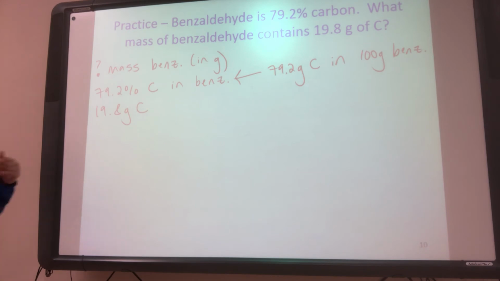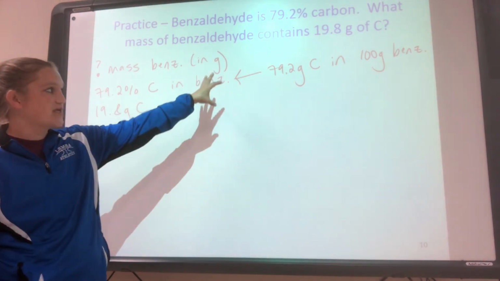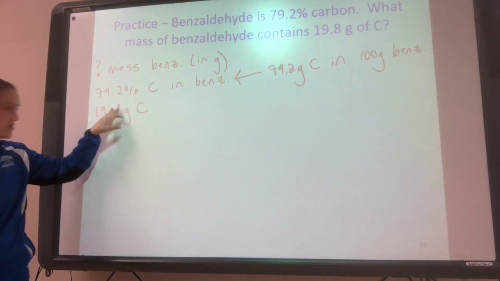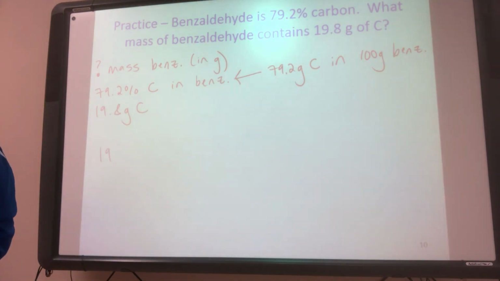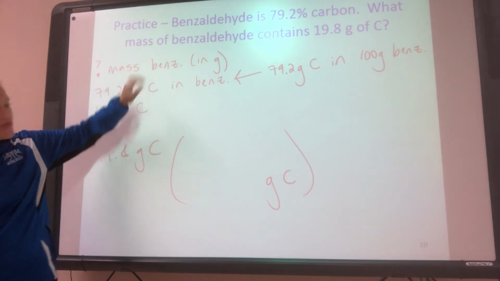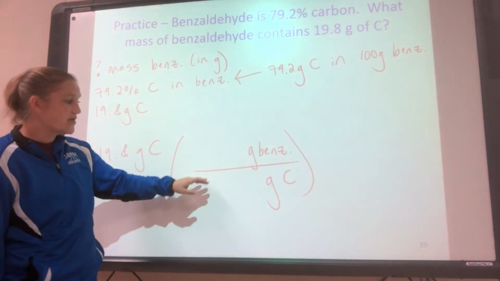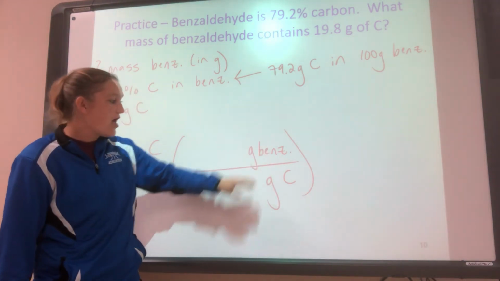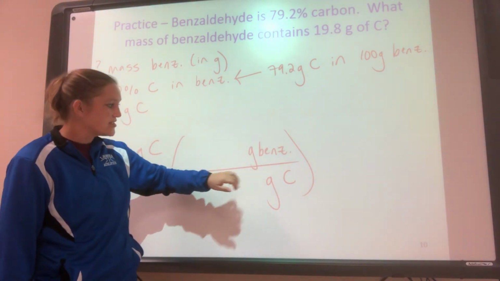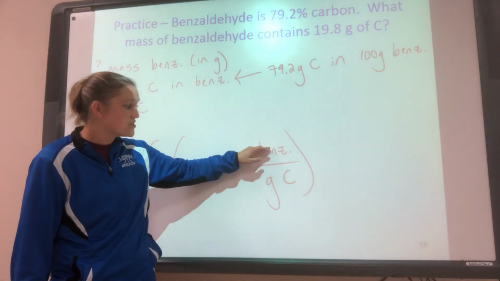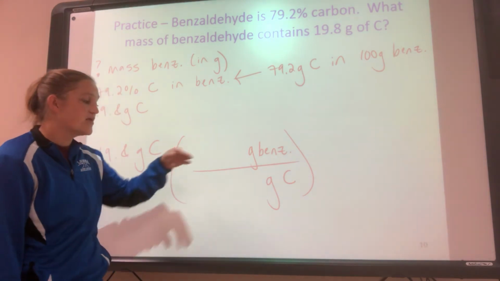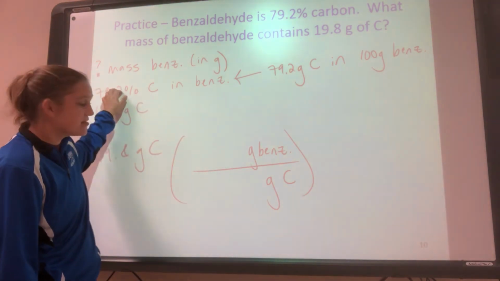All right, so where do I start? I don't want to start with the percentage because that's a lot of words and that's confusing. So let's start here. I have 19.8 grams of carbon. I don't want carbon, so grams of carbon goes on the bottom. What I want is the mass of benzaldehyde, the grams of benzaldehyde, so I put that on top. Now I want something that relates the part to the whole. I know carbon is in benzaldehyde, so I need something that can go from one thing to something else if they're related. If this is a part of that, that's the percent.